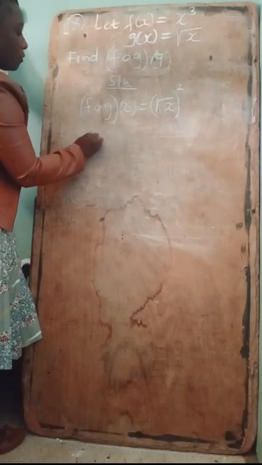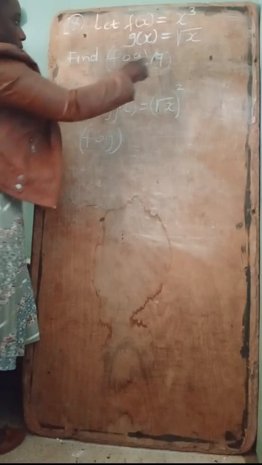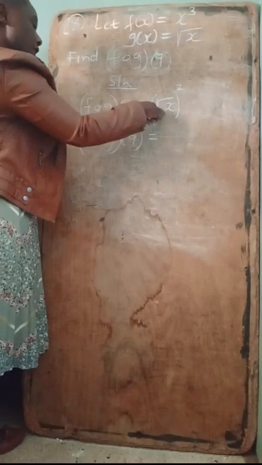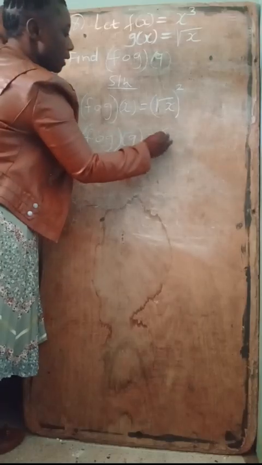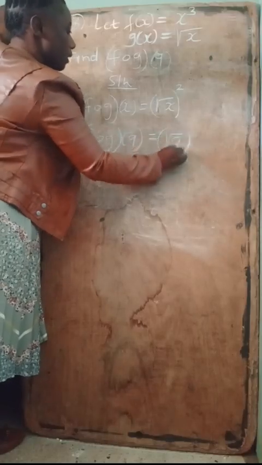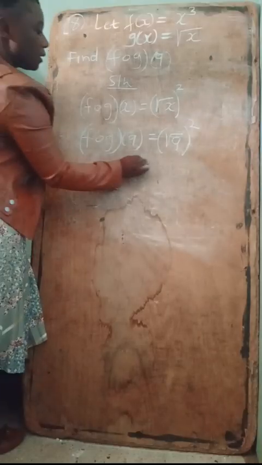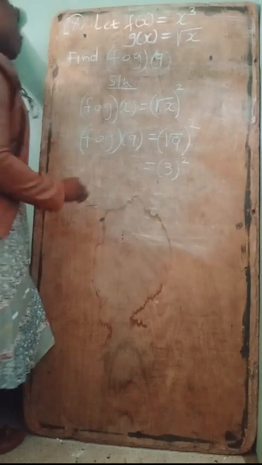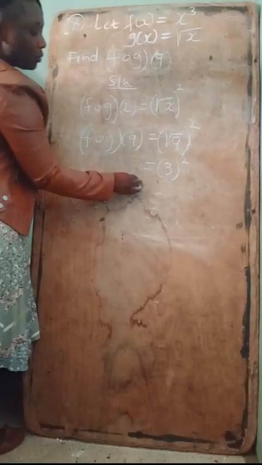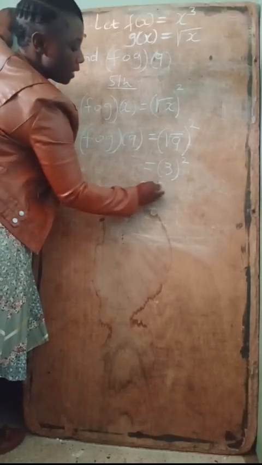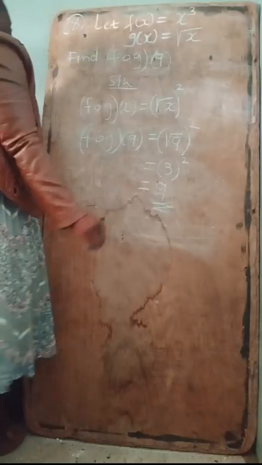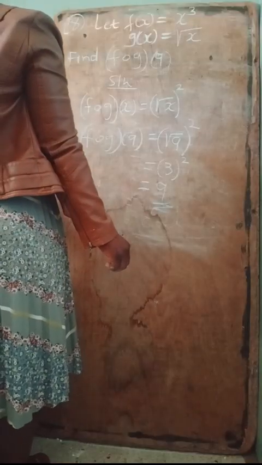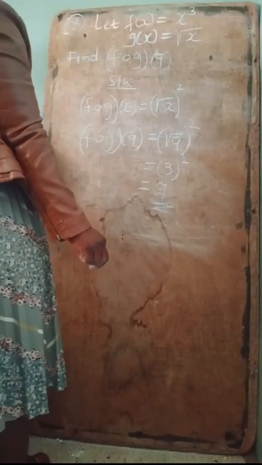Now from there, what are we going to do? We are going to say f of g of 9 is equal to, so where there is x now, we are putting 9. So we are saying the root of 9, then squared, okay? So here we have a 3, and on top we have a power of 2. So this will give us a 9. Okay? Will give us a 9.